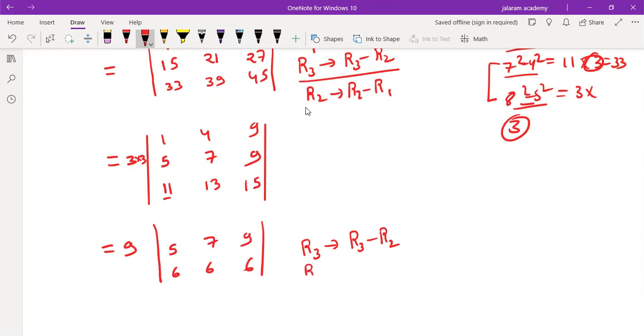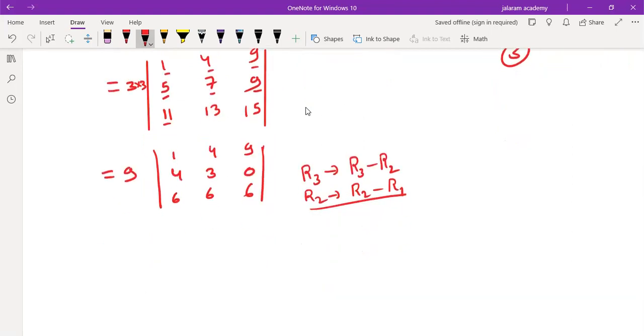And one more thing, if you want to do R2 operated as R2 minus R1, it is also very beneficial. 5 minus 1, we get 4. 7 minus 4, 3. 9 minus 9, 0. And the remaining elements of R1 remain as they are, 1, 4, 9. Now, if we take 6 common from the third row: 1, 1, 1, 4, 3, 0, 1, 4, 9.